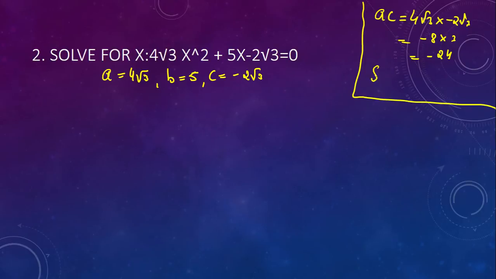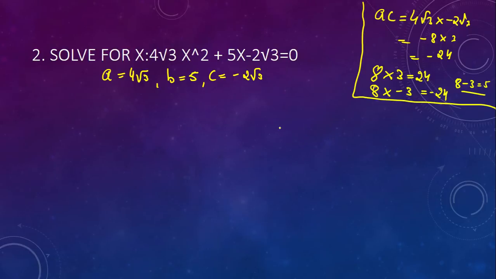So, you know that 8 into 3 is 24, right? Now, if I take 8 into minus 3, it's coming minus 24, right? And if you take 8 minus 3, what is the value? 5. Done. We found our two numbers, 8 and minus 3. Because if we take 8 and minus 3, I get a sum of 5 and I get a product of minus 24.